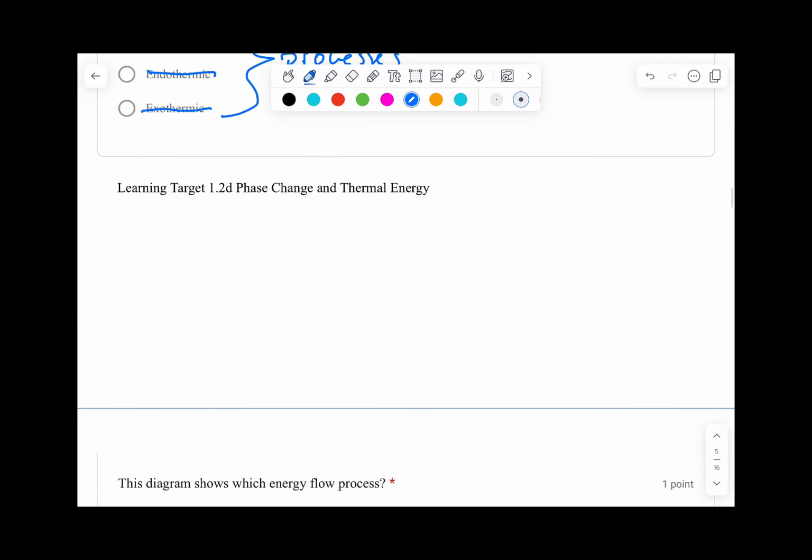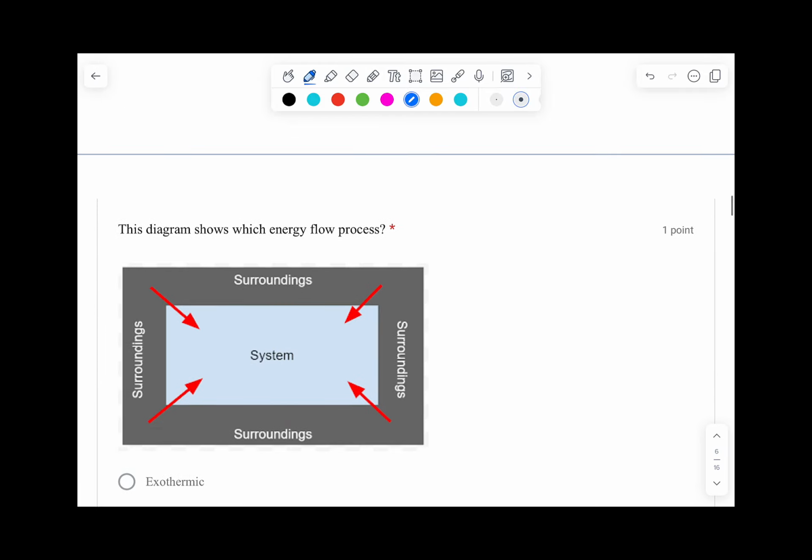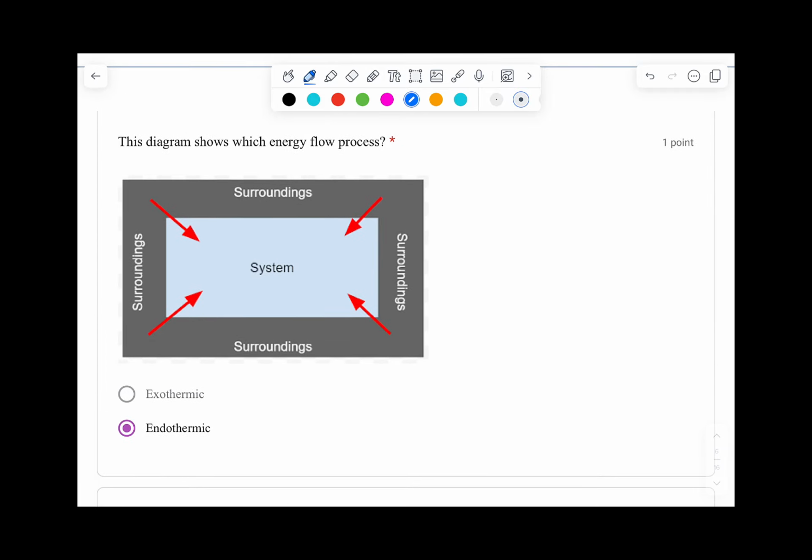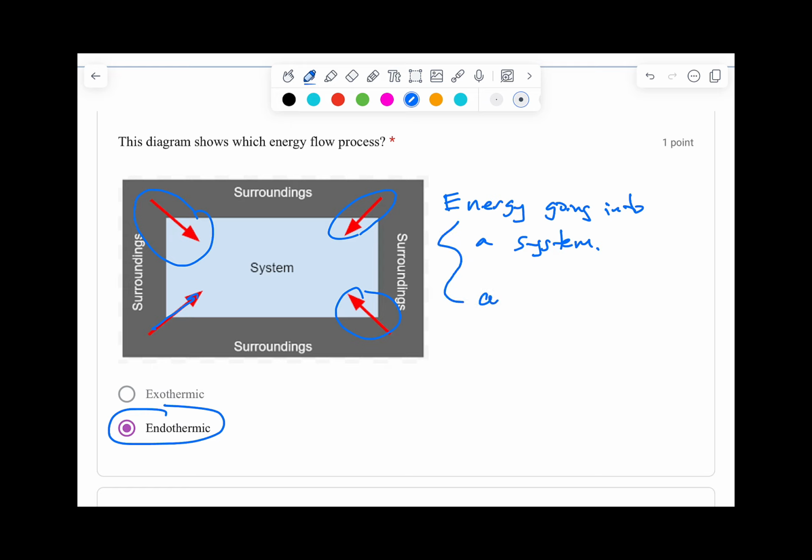All right, moving on to our next learning target. This is 1.2D, our phase change and energy learning targets. All right, so if we are looking at this diagram, the red arrows, in this case they're blue because I'm making them blue, the arrows, you guys, represent energy. And what we have in here is energy going into a system. And if energy is going into a system instead of exiting the system, we know that this has to be endothermic because energy goes in. This is another way of saying energy is absorbed. If energy is absorbed by a system, it means energy is going into the system.